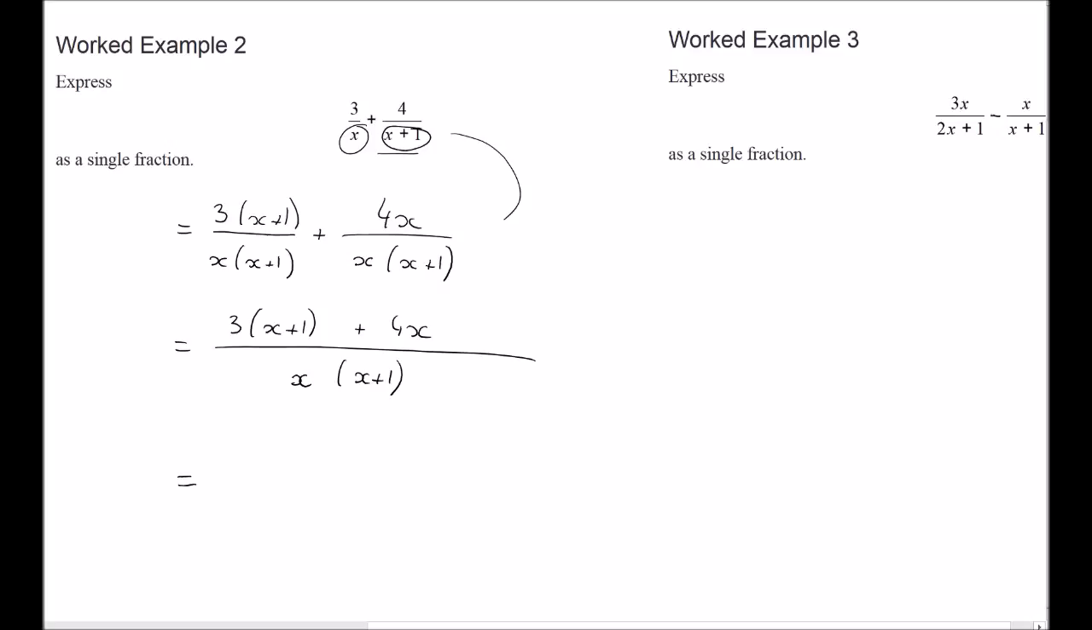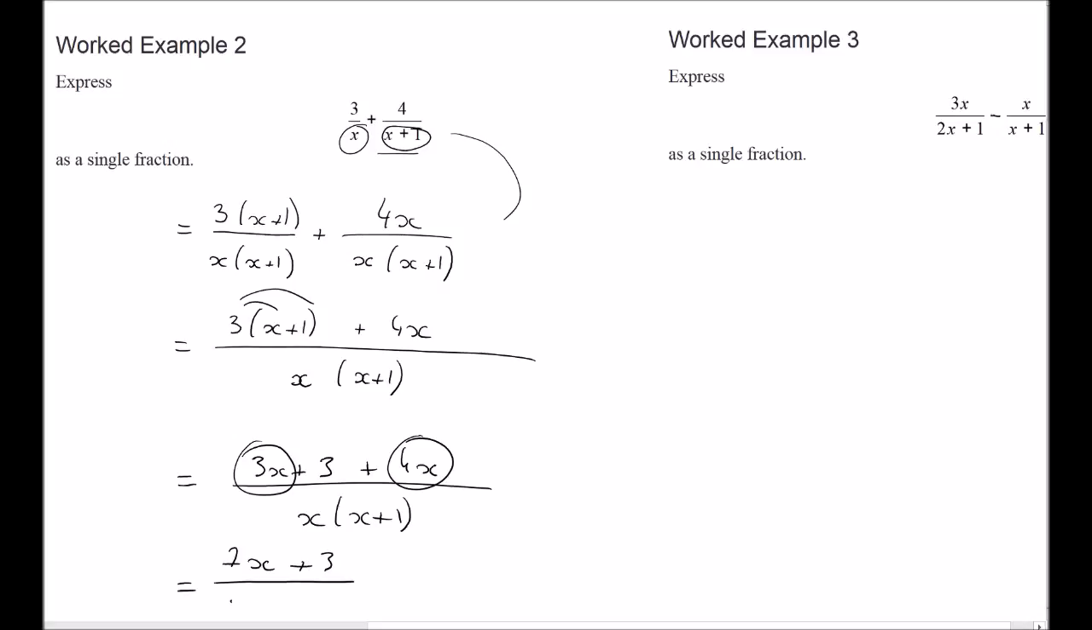Let's see if I can simplify that. I'm going to expand those brackets in my numerator. That's 3x plus 3, because I multiply everything by 3, plus 4x. 3x plus 4x, those are like terms, so I can add them. So I get 7x plus 3 over x times x plus 1. And done. That's my simplest fraction. Now let's have a look at a subtraction. These are two quite difficult fractions, so pay attention.